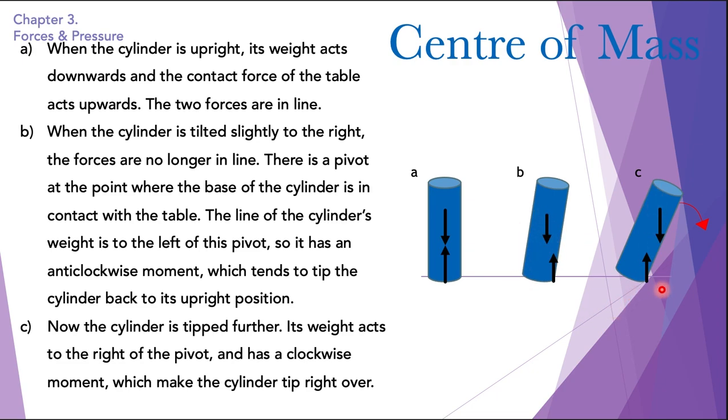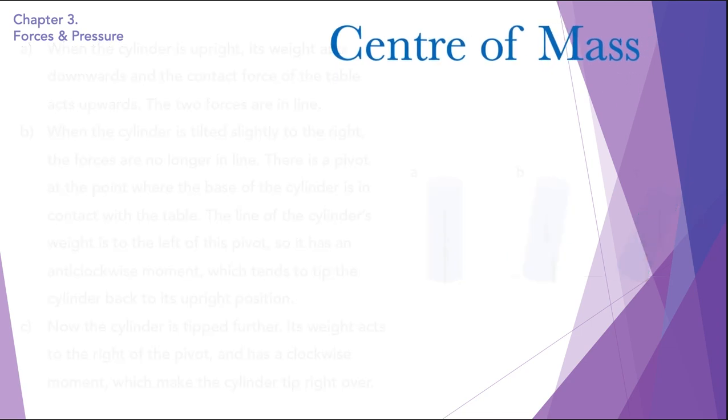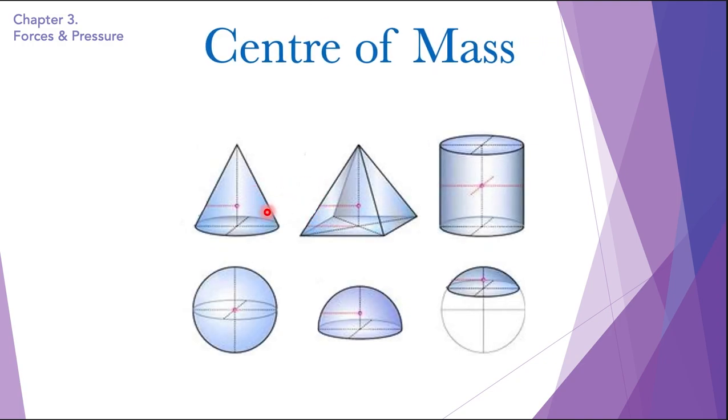But as you can see in this example, the cylinder is tipped further and its weight acts to the right of the pivot and has a clockwise moment which makes the cylinder tip right over. So because the weight now has a clockwise moment, it will just fall off, it will topple over. But over here, the weight had an anti-clockwise moment, so it came back to its upright position. Okay, now let's look at the center of mass.